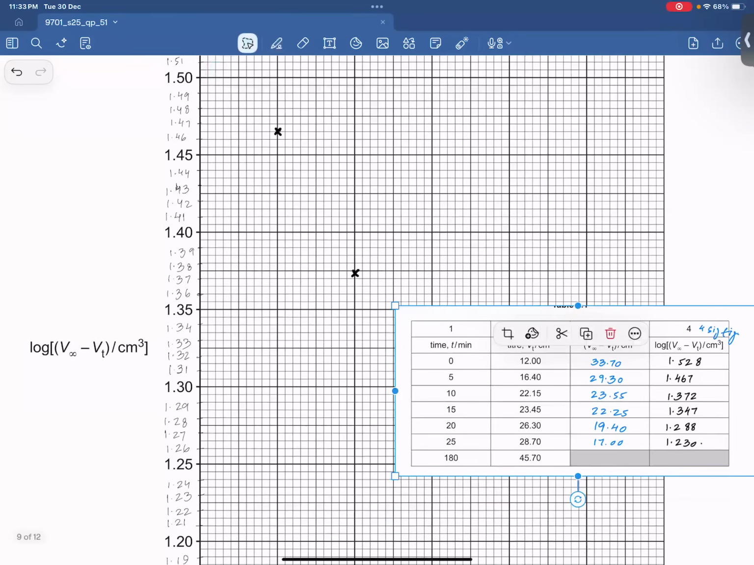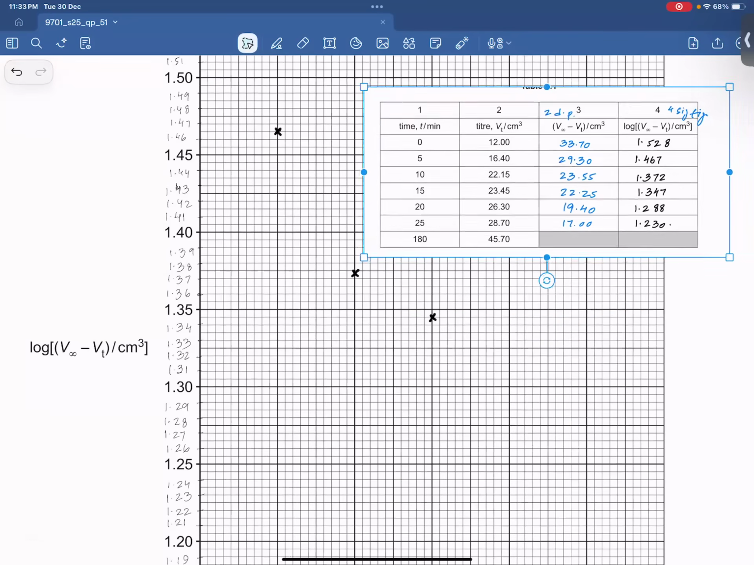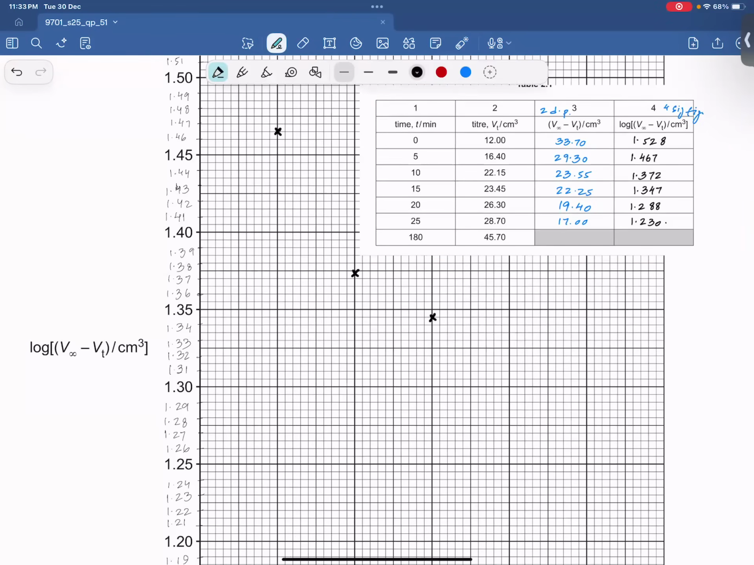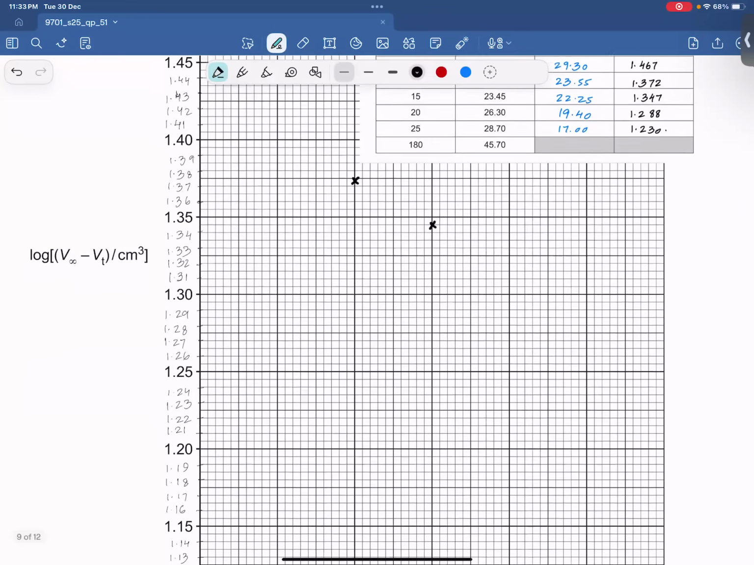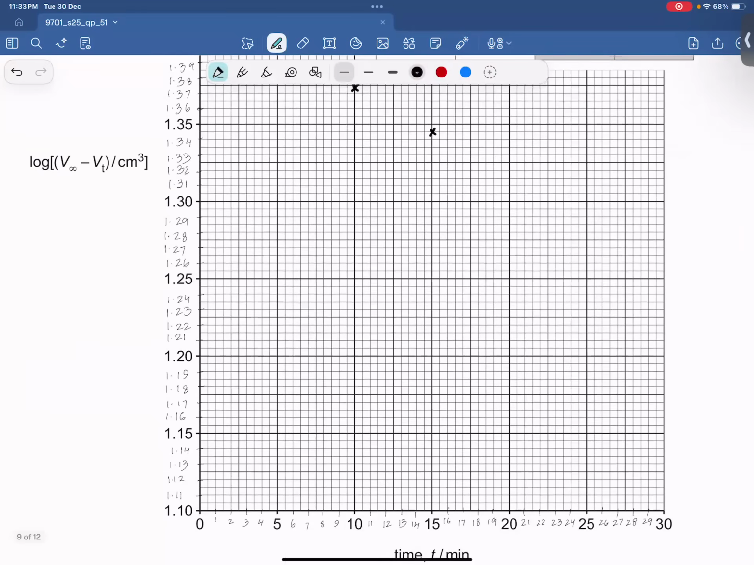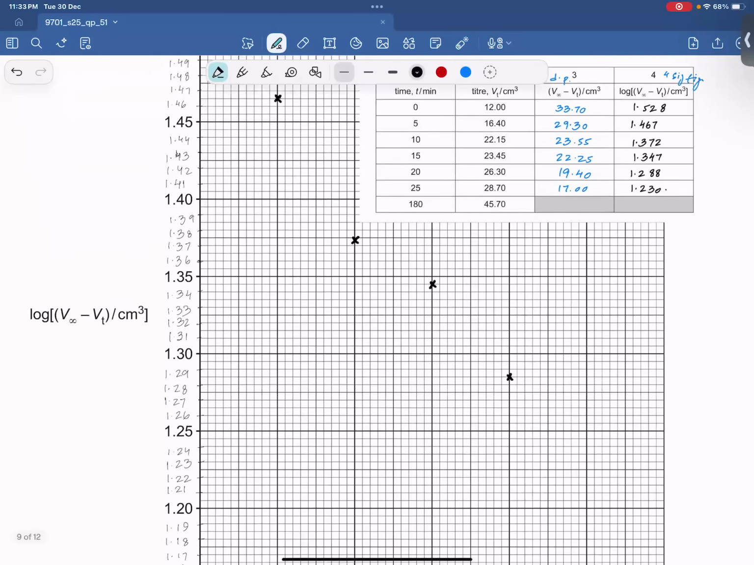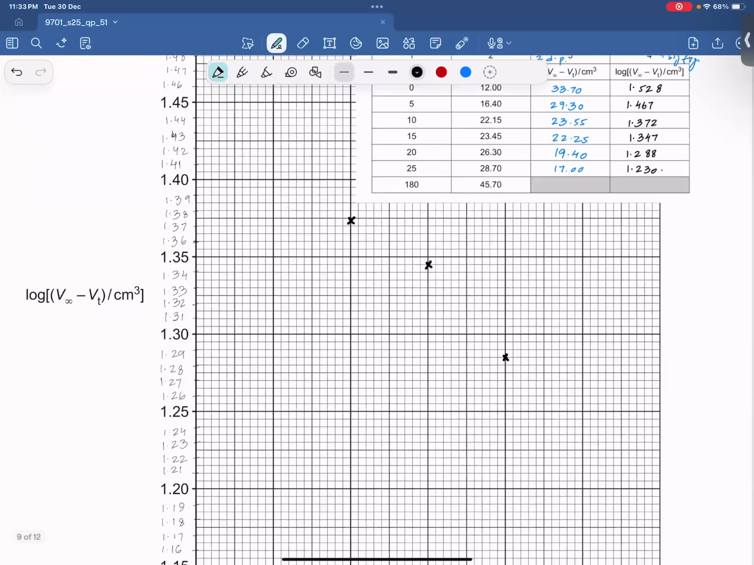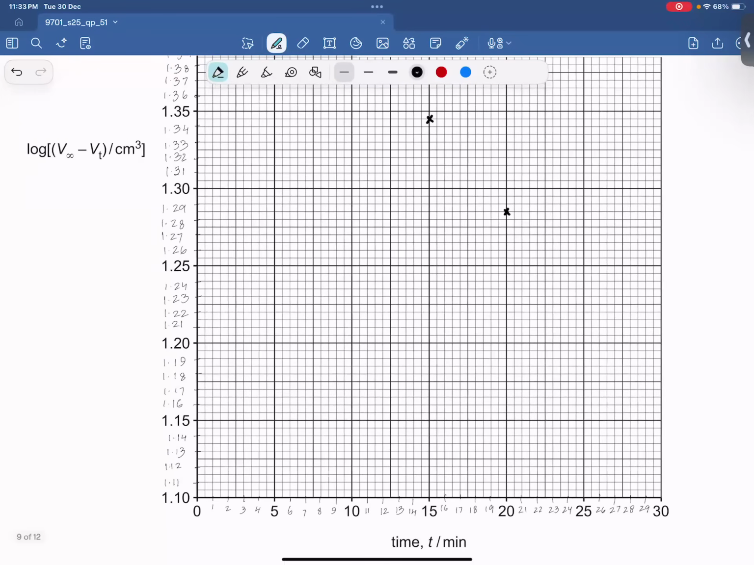Then at 20, 1.288. 1.288 at 20. Somewhere here. And at 25, 1.230. 1.230 here.